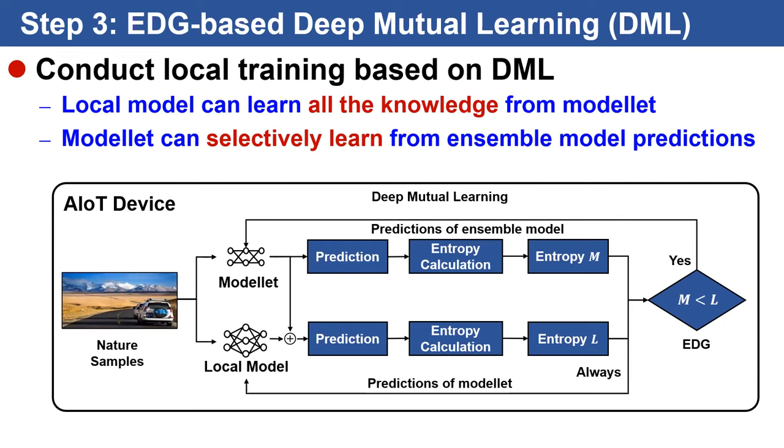You can see this figure. This is the modulet. This is the local model and the predictions. We will also calculate the entropy. After this, we use the entropy decision gating to filter some bad knowledge and give the modulet more benign knowledge.